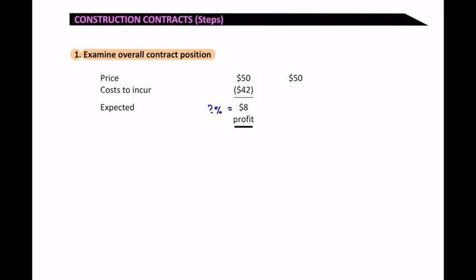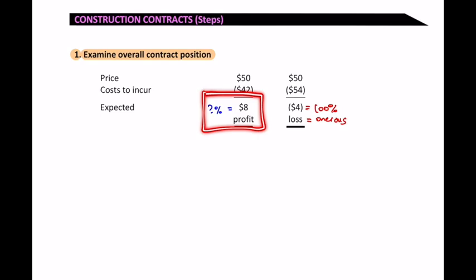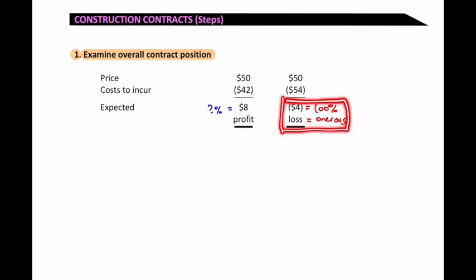However, if the cost to incur equals $54, we should expect a loss of $4. This contract is considered onerous. In accordance with FRS 37 and FRS 15, we must account for provisions for this loss 100%. If it's profitable, we consider how much of the profits to be recognized over the period of the contract. If it's a loss, the loss must be recognized 100% immediately. The second step is to determine the progress of the contract to date. In other words, the percentage.